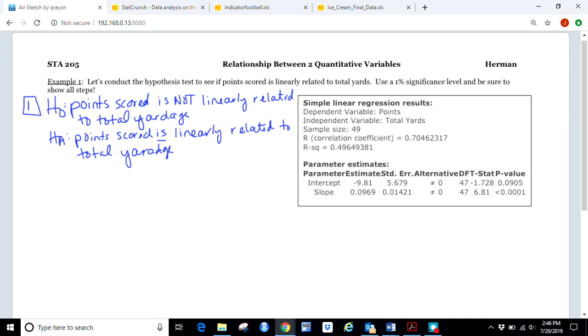Now up here in the problem, it told us to use a 1% significance level. So we will reject the null hypothesis and instead believe the alternative hypothesis if our p-value is less than our significance level of 1% or 0.01.